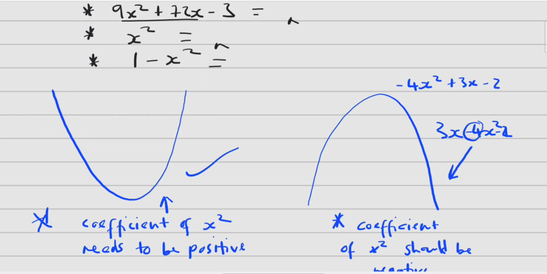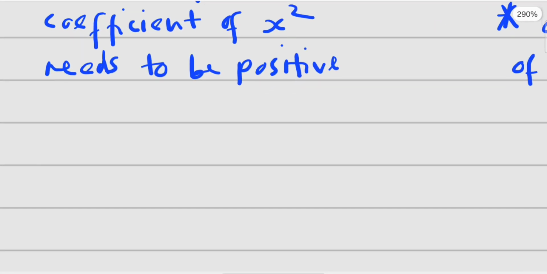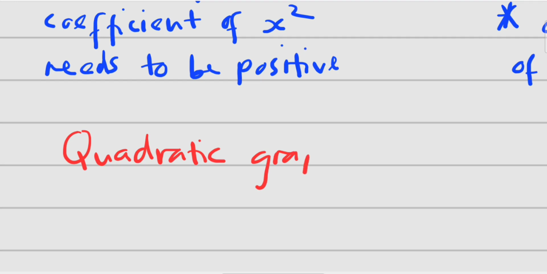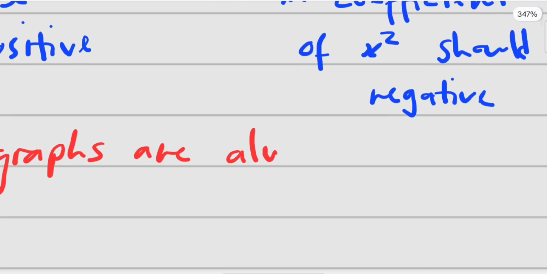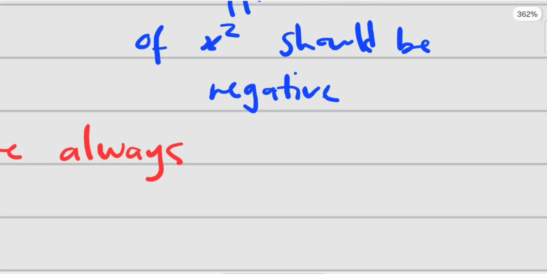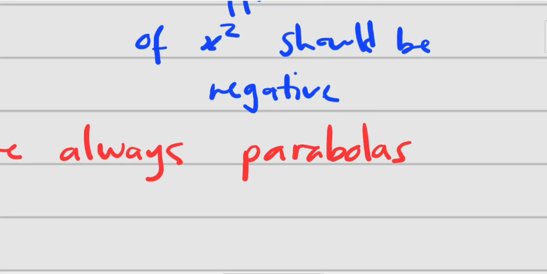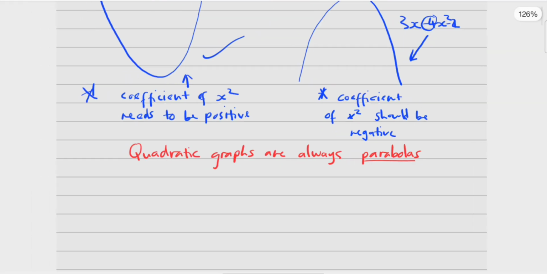Let me write that down. Quadratic graphs are always parabolas, right.